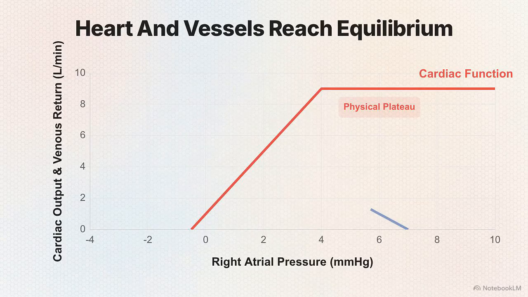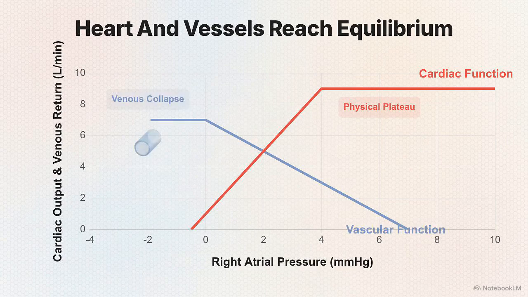Now let's overlay the vascular function curve onto this same graph. This line illustrates an inverse relationship. As right atrial pressure drops, venous return naturally increases. But look at this flat portion on the left side, called the knee. When atrial pressure drops into negative values, the thin-walled veins collapse, cutting off any further increase in flow.